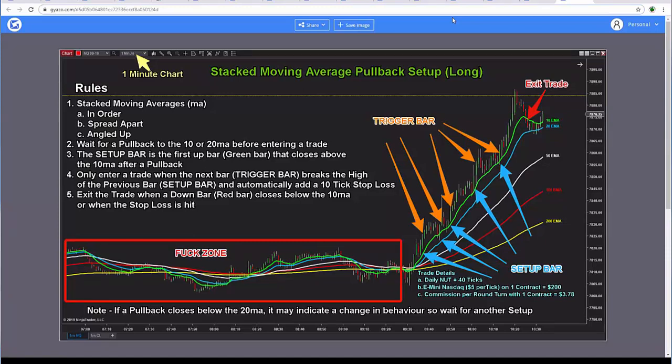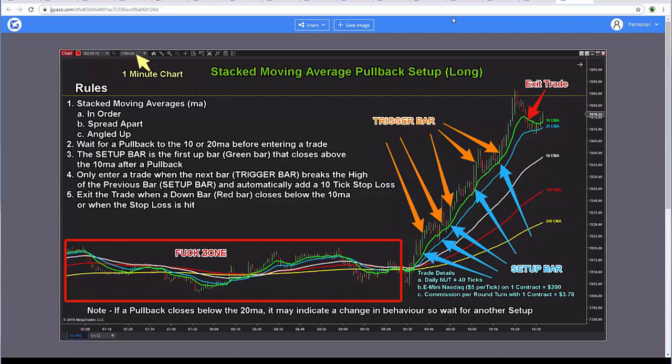These are exponential moving averages. You have the 200 in yellow, the 100 in red, the 50 in white, the 20 in blue, and the final one is the 10 in green. As you can see, these are all in order. Now you have the 10 above the 20, 20 above the 50, 50 above the 100, and 100 above the 200.